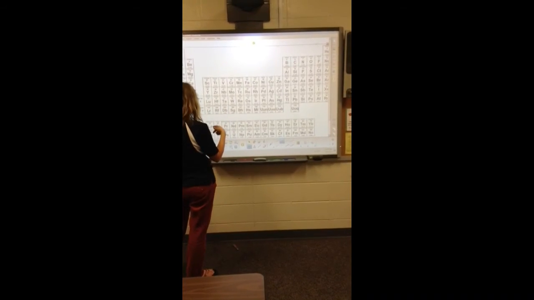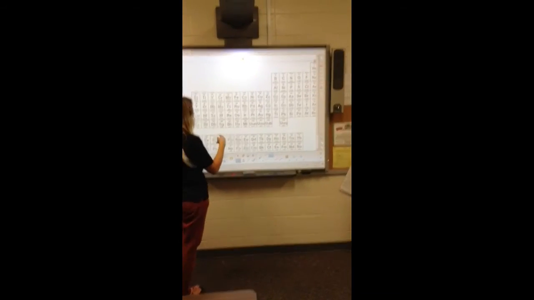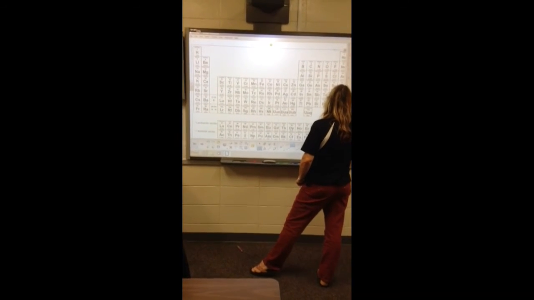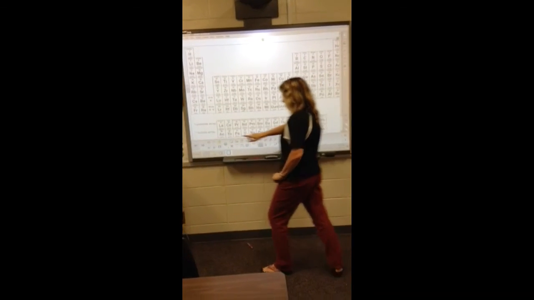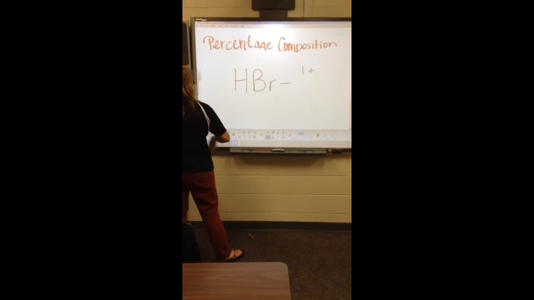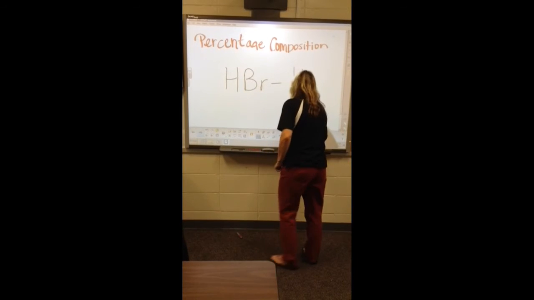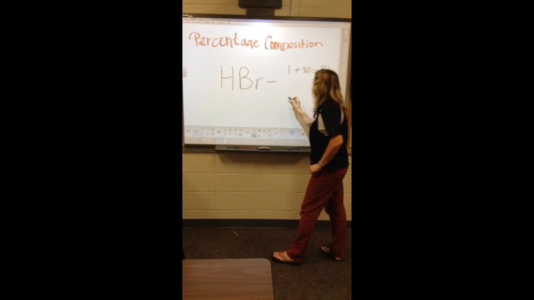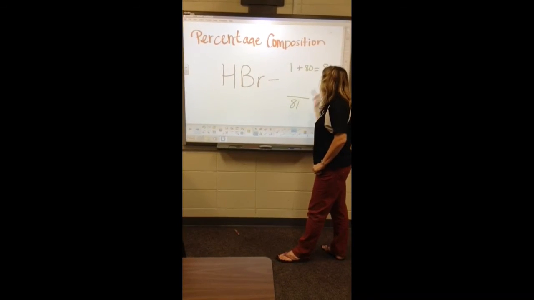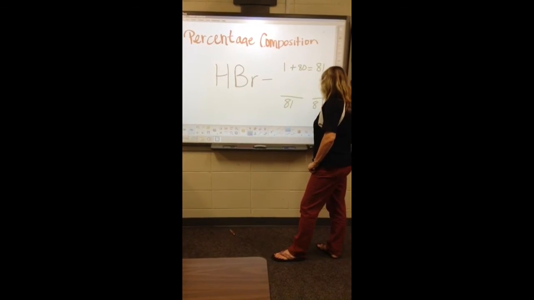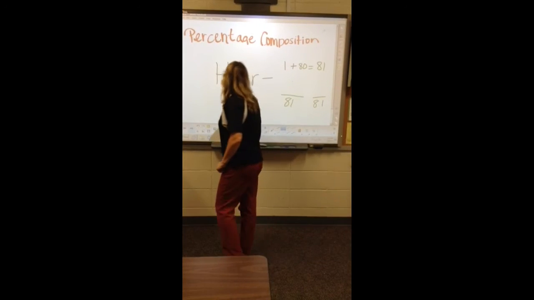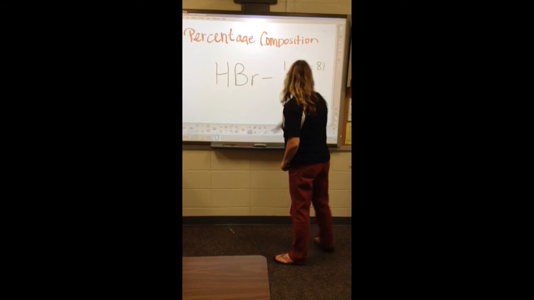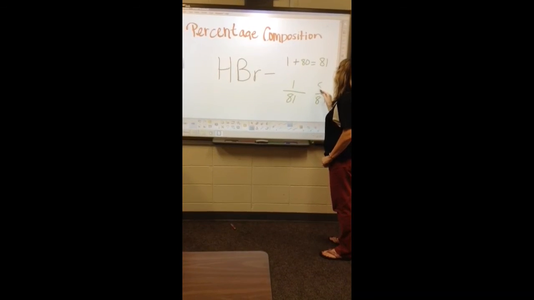You see it? Where is it? 35. Just on the right side. Yeah, 35. Oh, this is Br, so it's 79.9, 80. 79.904. 81 is my whole. Okay. Now, H is 1. Br is 80.